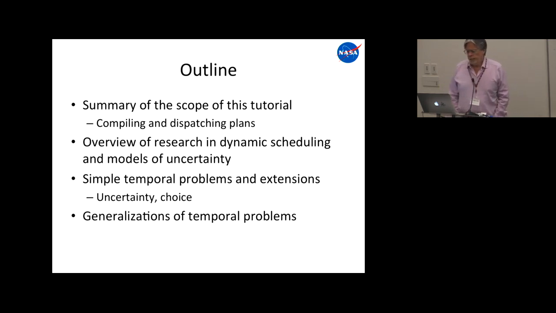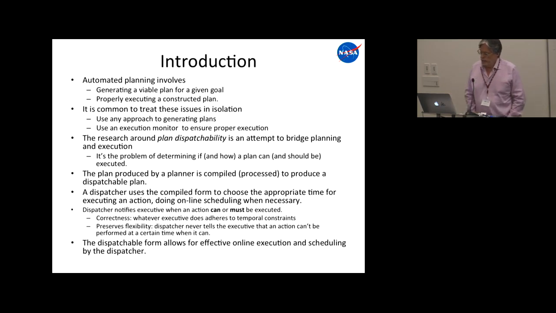as well as extensions to the simple framework for representing things like uncertainty and choice, which, as Brian was mentioning, is important in developing autonomous robotics capabilities. And then finally, briefly talk about some generalizations of temporal problems that are exemplified in things like temporal plan graphs, which you also will see and have seen previously.